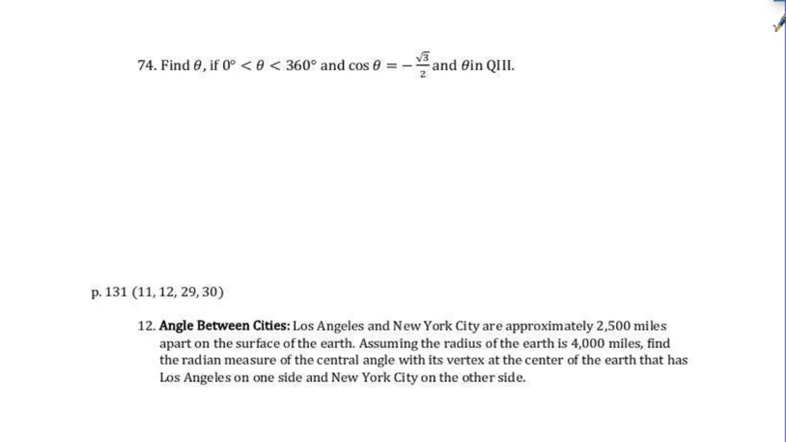Question 74, in the way the question is worded, tells us several things. They ask us to find an angle. If theta is between 0 and 360, which means our angle is going to go counterclockwise, we're in the positive direction. It terminates in quadrant 3. So here's our angle. And we know that the cosine value is given there as negative square root of 3 over 2.